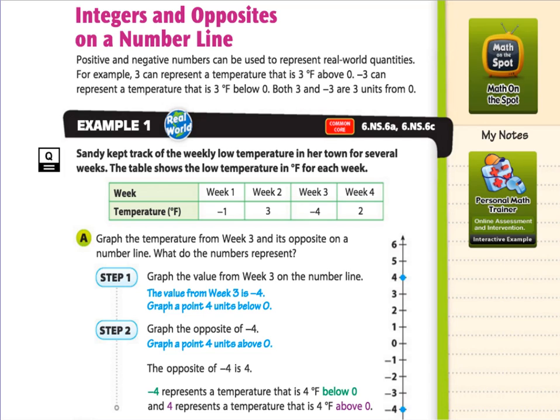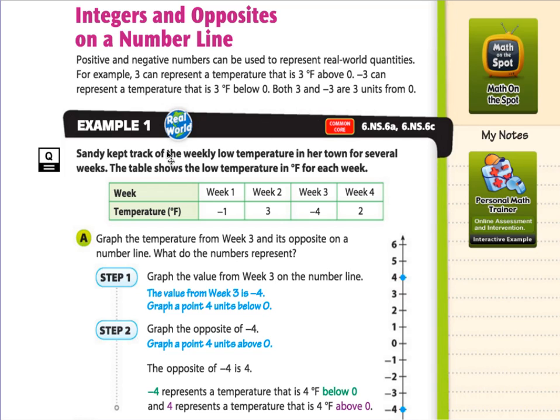All right, so positive and negative numbers can be used to represent real-world quantities. For example, 3 can represent a temperature that is 3 above 0. Negative 3 can represent a temperature that is 3 below 0. But both 3 and negative 3 are 3 units from 0. So they're both the same distance from 0, but one is warmer than 0 and one is colder than 0.